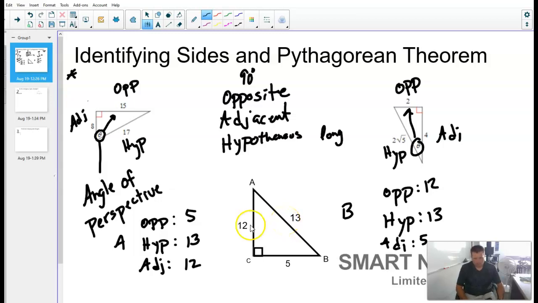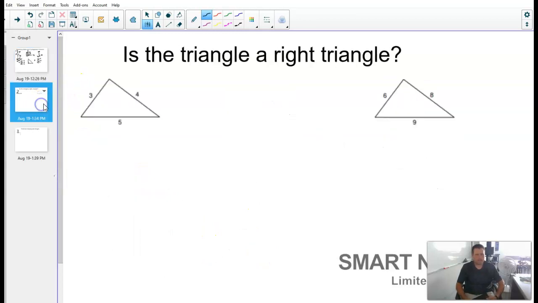Okay? So you got to be able to identify sides. That's the first thing. Okay? Opposite, adjacent, hypotenuse. That's all we're really looking for. If they give you the little symbol, then you go from there. If they tell you the angle, then you got to identify from there. Next thing I do need you guys to be able to understand is whether the triangle is right or not.